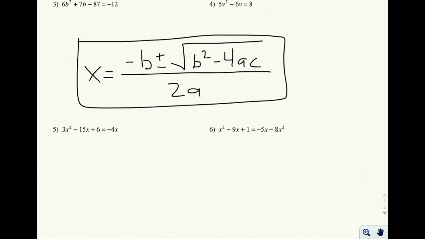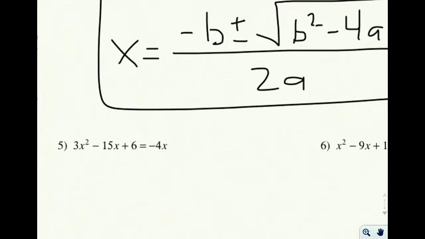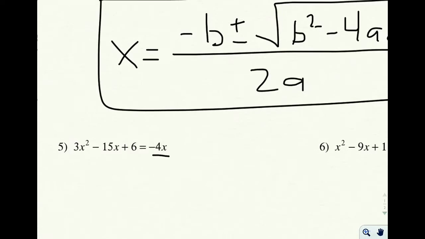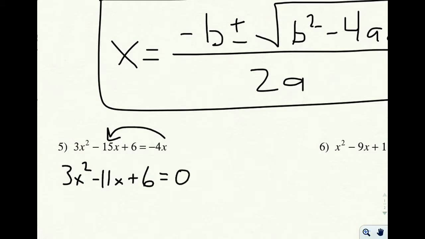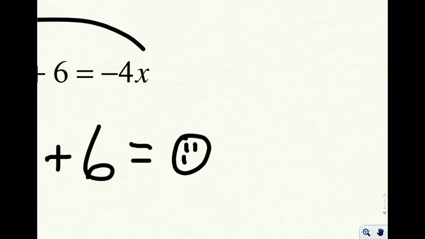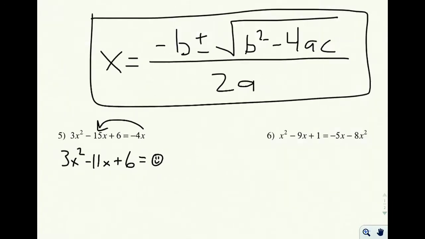On the first one, number 5, you'll notice that just like with factoring, sometimes you have things on the other side of the equation. You need to get everything isolated on one side before you start using the quadratic formula. Most important thing, if you don't have a 0 here, you're going to run into trouble. So let's add 4x to both sides, and we're going to keep our 3x squared. We're now going to have plus 4x, so that's going to make this only negative 11x, and then plus 6, and it's going to equal 0. Now that we got our 0, put a little happy face in there to remind us that that's the most important step in this whole process.